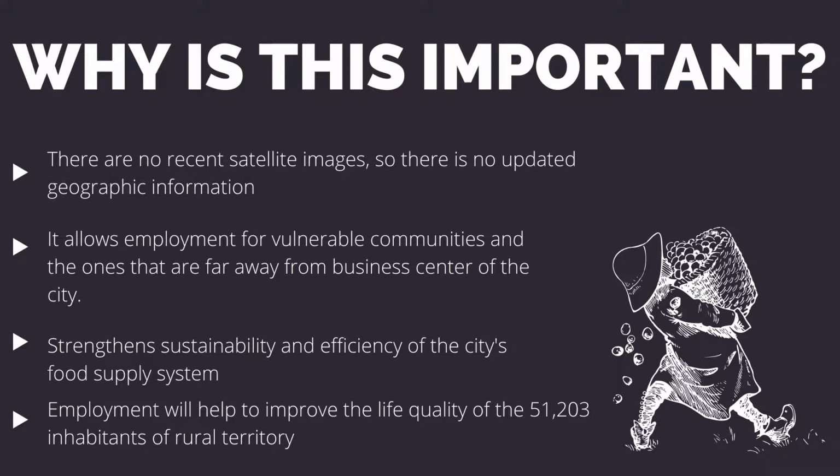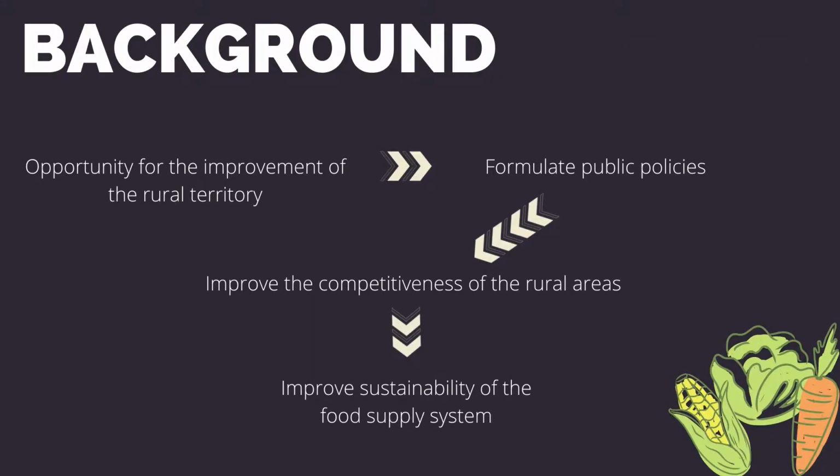Comprehending how rurality works can help the 50,203 inhabitants of rural territory to improve their quality of life, and thus develop the business culture in communities located in the countryside. Since the process of production, processing, storage, distribution, and marketing of supplies and agricultural products allows employment to those communities that are more vulnerable and more remote from the city and its business center. On the other hand, the closer a production zone is to the distribution center, the better the results are in terms of cost and timing.